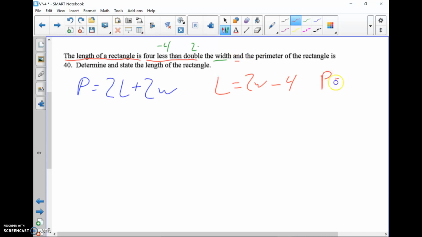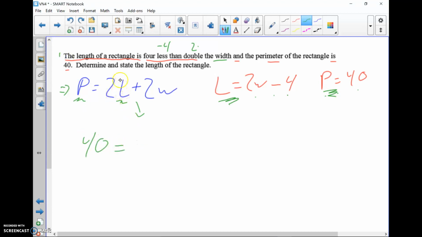The perimeter of the rectangle is P equals 40. So I'm giving you the perimeter formula, but this particular problem tells us the length is 4 less than double the width, and the perimeter is 40. So now I'm going to use this given formula to replace, since I have an L equals and a P equals, I'm going to replace my P in the L. So P gets replaced by 40, so that's just 40.